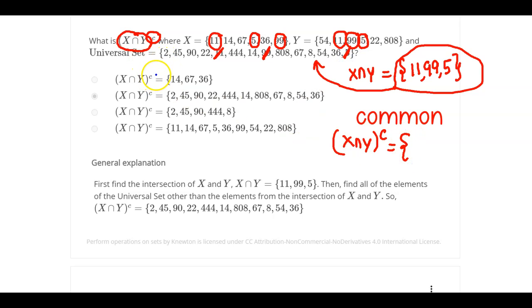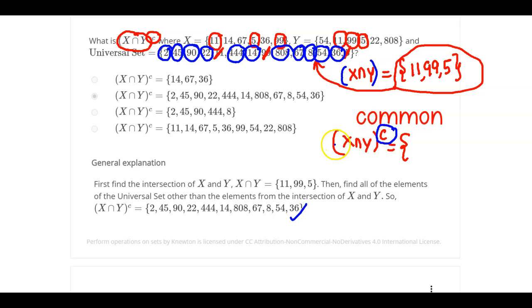Let me change the color here. So my answer is 2, 45, 90, 22, 444, 14, 808, 67, 8, 54, and 36. And there you go. Okay, step 1 is to find intersection. Step 2 is to find your complement. How do you find your complement? You simply strike off those numbers from your universal set. All right, let's tackle one more problem.